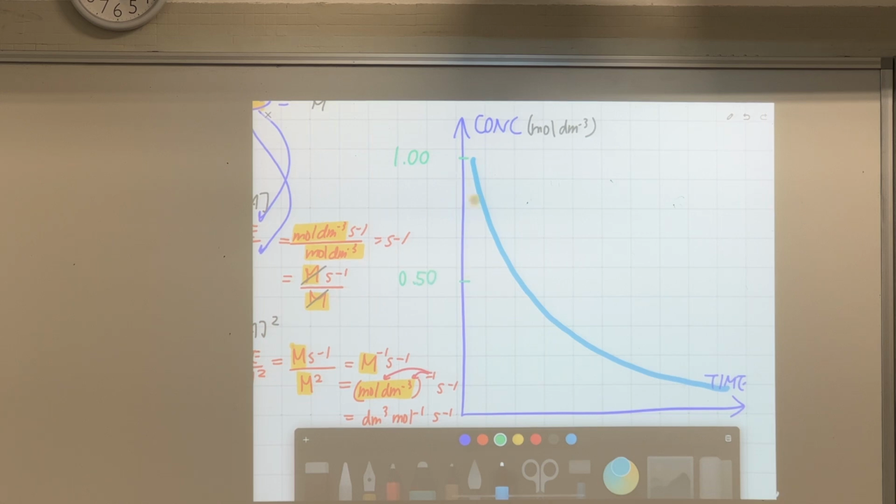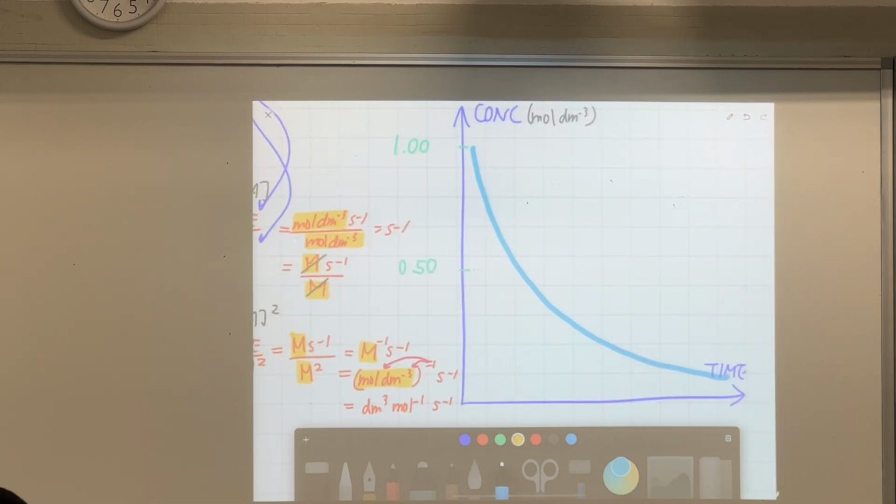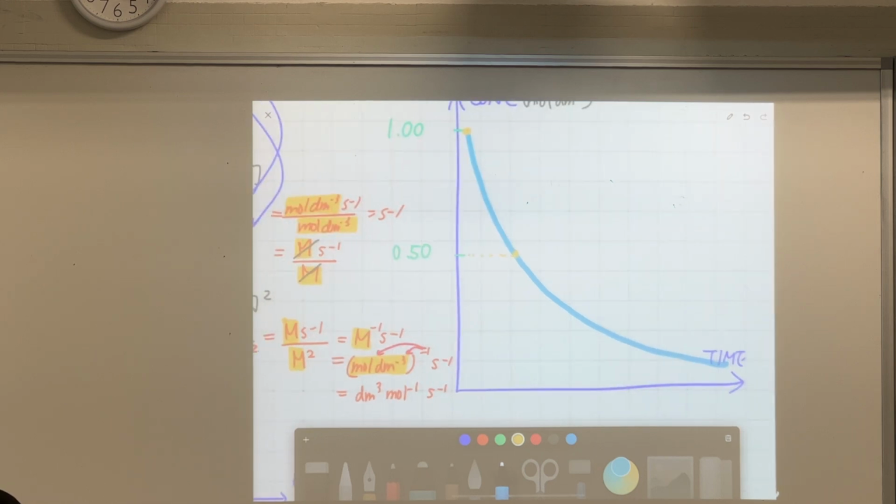Interestingly, when you look at the time it takes for the concentration to drop from 1 mole per dm³ to half, 0.5 mole per dm³, how much time does it take for 1 to drop to 0.5? This much time, right? It took this much time for the concentration to fall from 1 to 0.5. And then, what is half of 0.5?